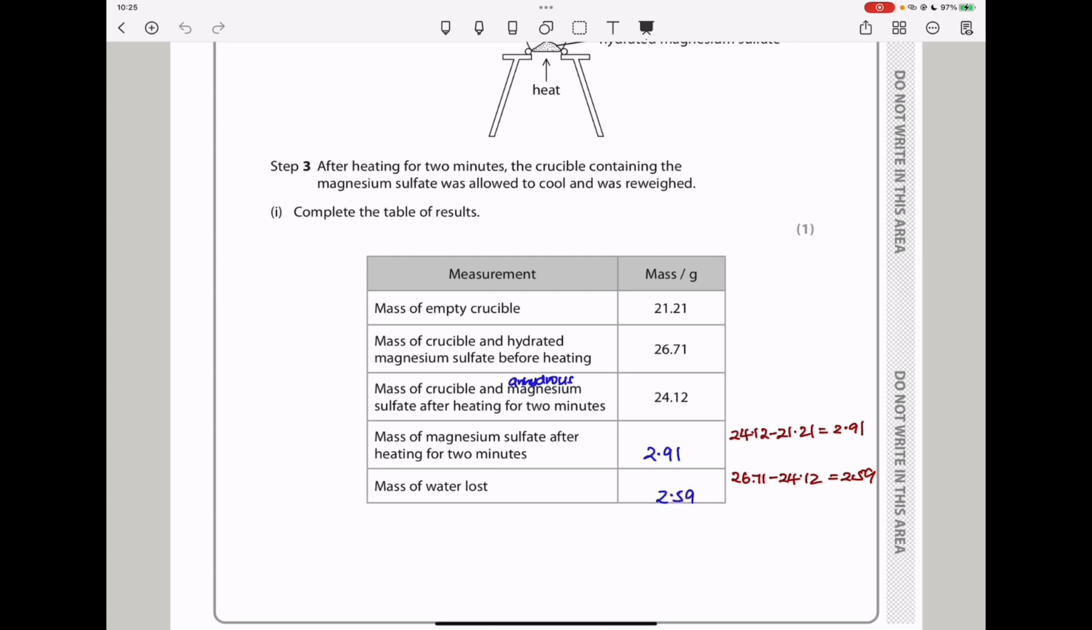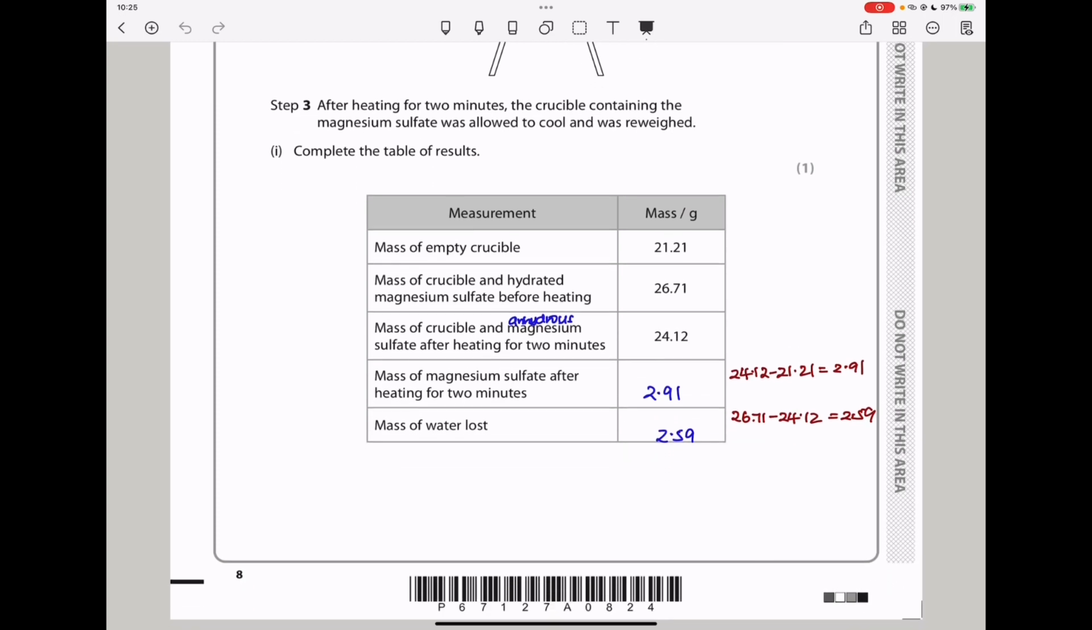And then they ask here, mass of magnesium sulfate after heating for 2 minutes. The mass of magnesium sulfate is going to be this, minus the mass of the crucible, which is 24.12 minus 21.21, which is 2.19. And of course for water, I've already told you, it's going to be this mass here, minus that mass, giving us 2.59. Moving on.